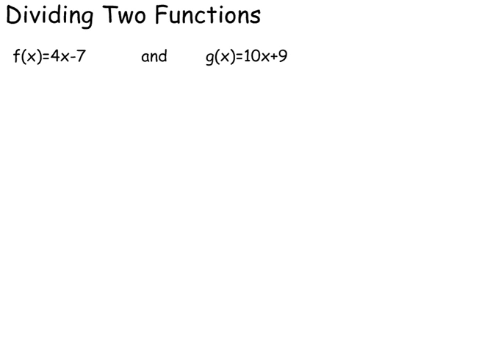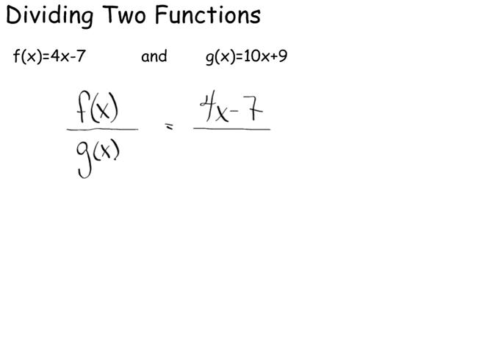The last thing we're going to talk about is dividing two functions. We're going to talk about Grover and Fred. I'm going to write my division as a fraction. So I'm going to say f of x divided by g of x. That means I have 4x minus 7, that was Fred, over Grover, 10x plus 9. It doesn't simplify, they have no common factors. I'm done. There's my answer.